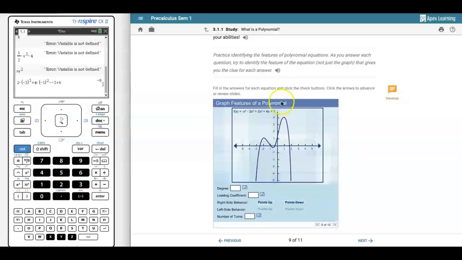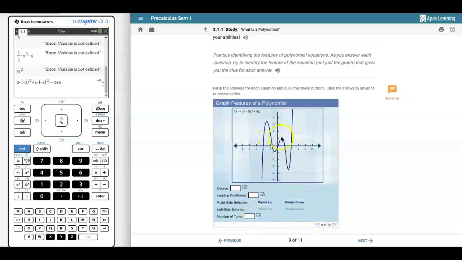All right. Negative x to the 4th. So my degree is 4. My leading coefficient is a -1 there. Now, the right side of my graph is pointing down. The left side of my graph is pointing down, and I have 1, 2, 3 turns.